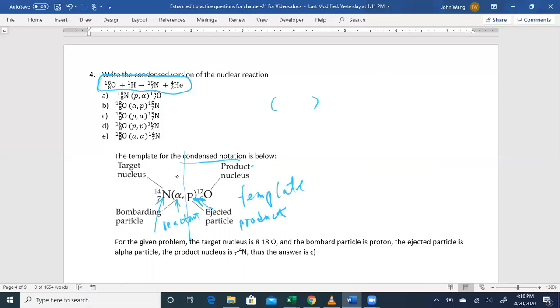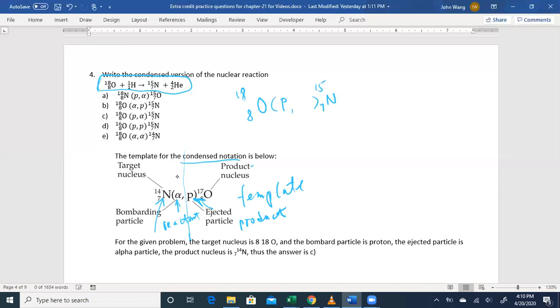So this is H-1-1, which means proton, and then we write the other reactant. The other reactant will be oxygen-18, and you want to write the atomic number. So after we finish writing the reactants, then the product. Outside the parentheses, you will write the product nucleus. In this case, it will be nitrogen-15.